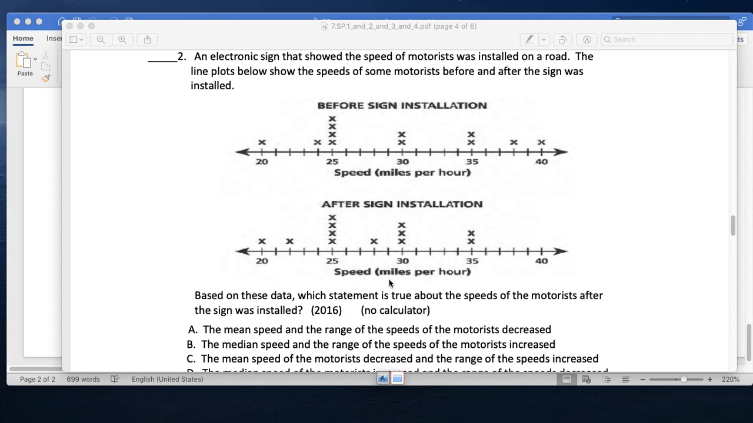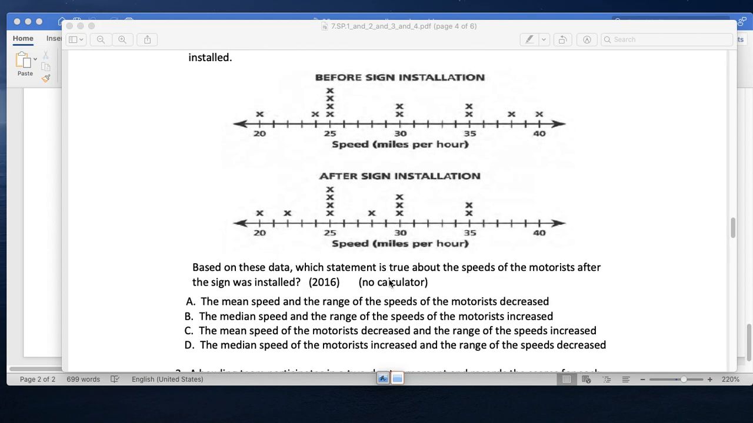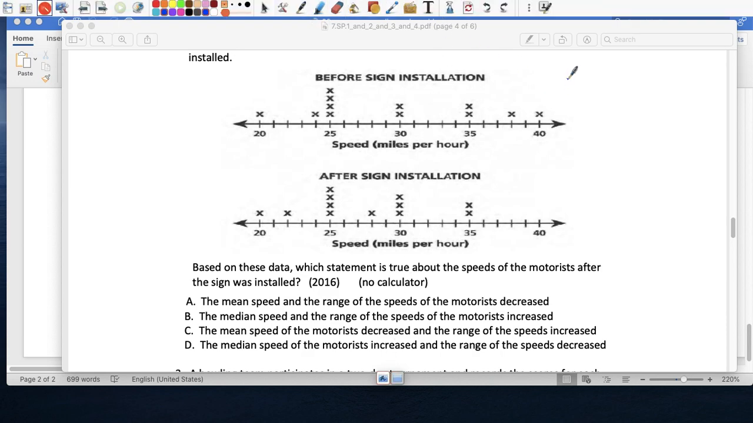All right. There's a sign. The line plot shows the speeds of the motorists before and after the sign. Okay, before the sign, you had drivers who, I don't think they would care too much about the speed. They were a little bit careless, and you had a guy driving at 40, 38, right? Now, once that sign was installed, is there anybody driving over the limit or at a big speed of 40? No. So the mean speed and the range of speed of the motorist decreased.